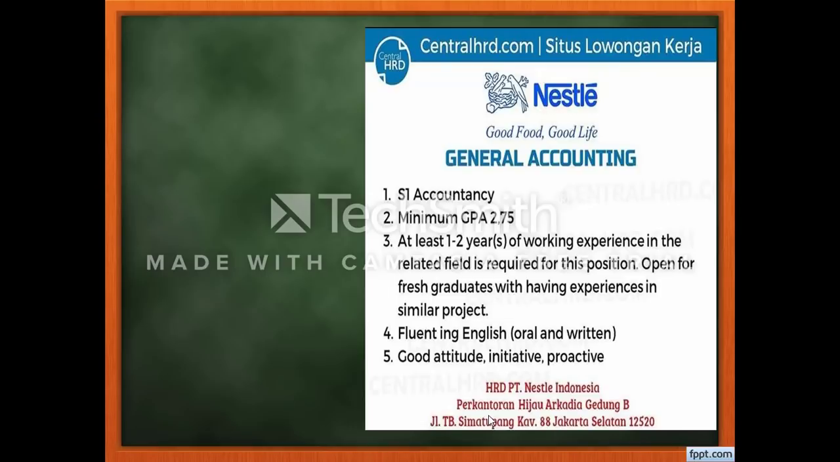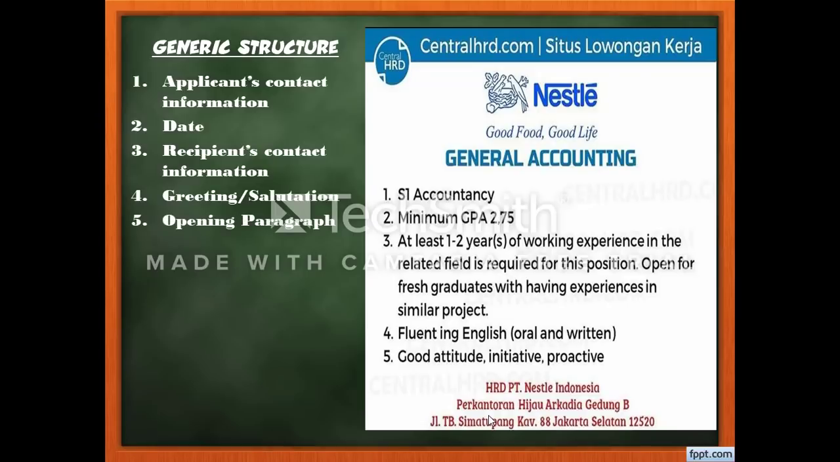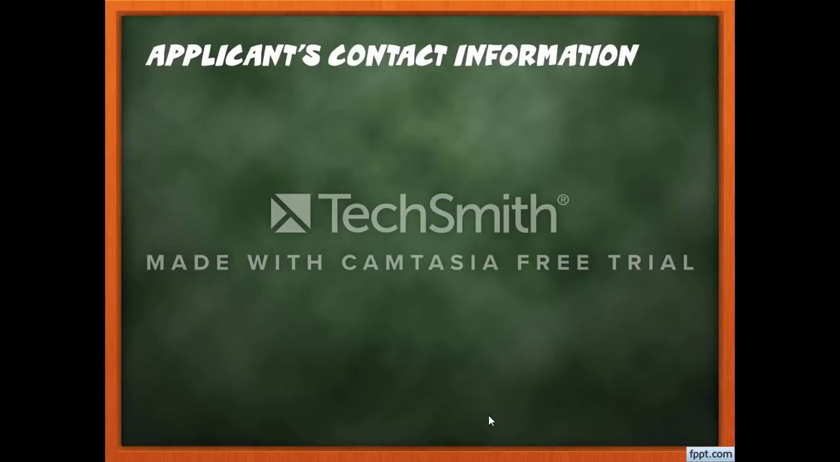It's the things you need to input to your application letter. So the first thing is the applicant's contact information, then the date, recipient's contact information, greeting or salutation, followed by the opening paragraph, body paragraph, closing paragraph, and then the complimentary close, the applicant's signature, and the last, the applicant's full name and title. Now let's take a look one by one.